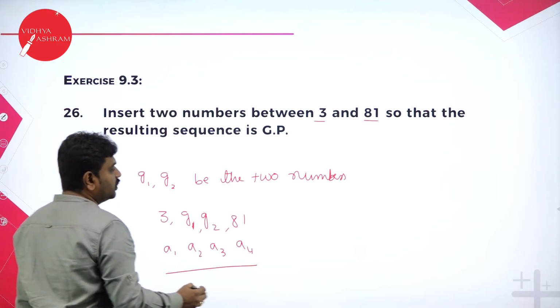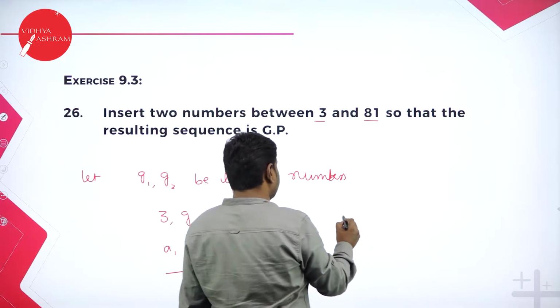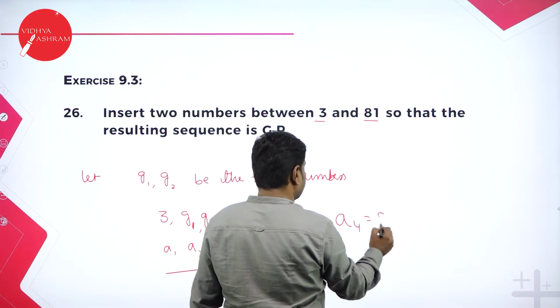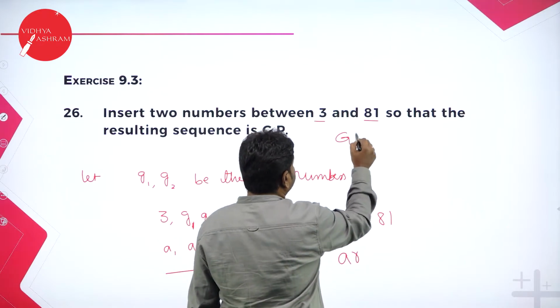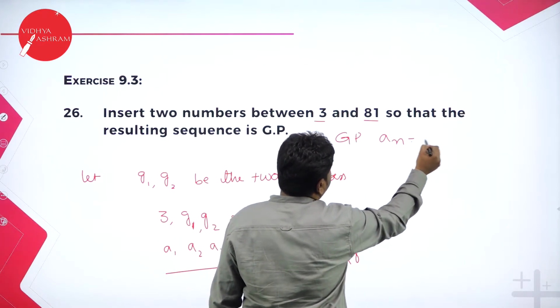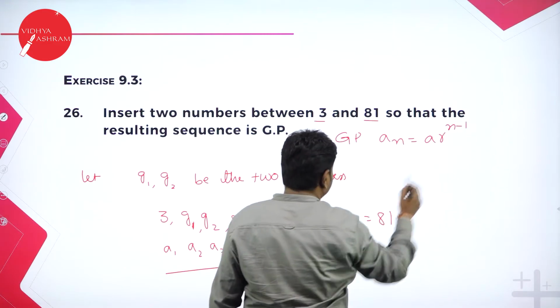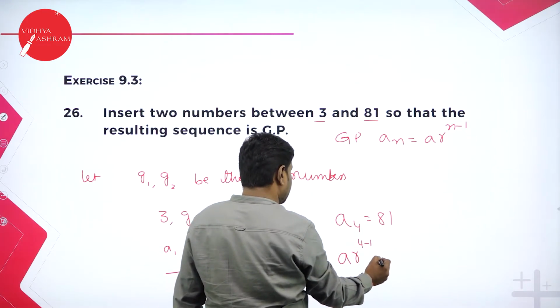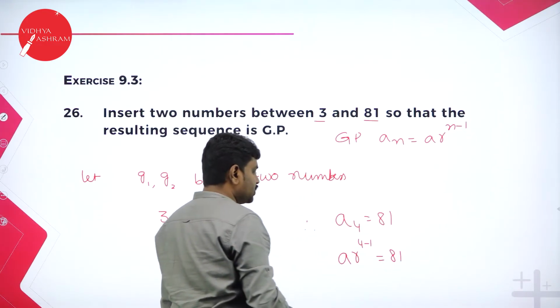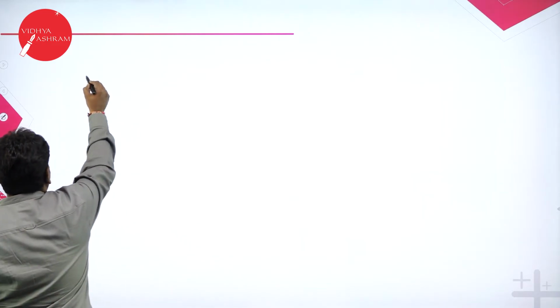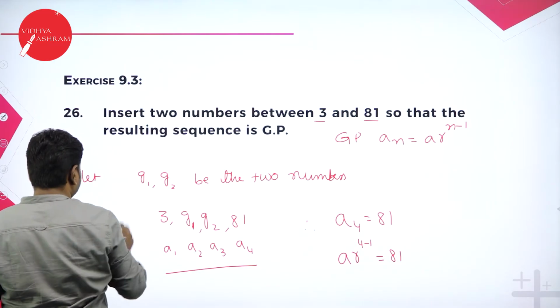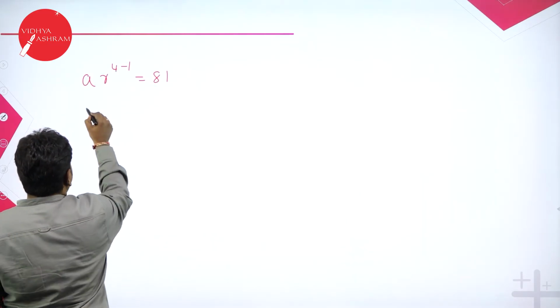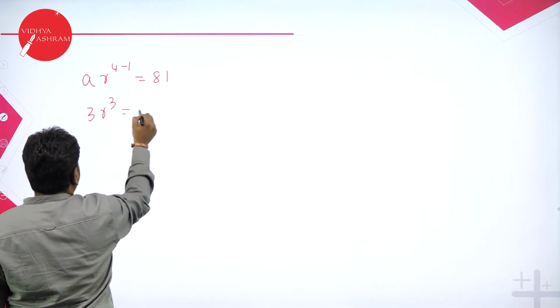So therefore A4 is what? 81. You know, in GP, the nth term is what? AR power n minus 1. So A4 is AR power 4 minus 1 is 81. So simplify this. AR power 4 minus 1 is 81. A means the first term. What is the first term? 3. So 3 into R cube is equal to 81.